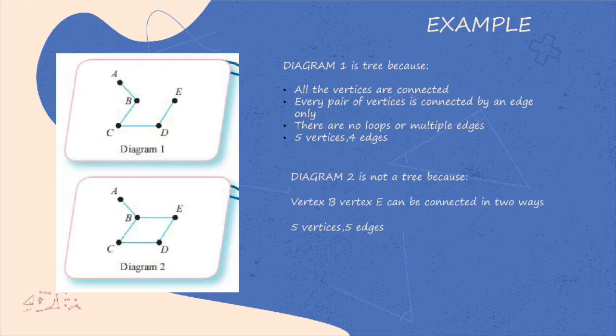Next, look at diagram 2. Diagram 2 is not a tree because vertex B and vertex E can be connected in two ways. Number 2, there are 5 vertices and 5 edges.